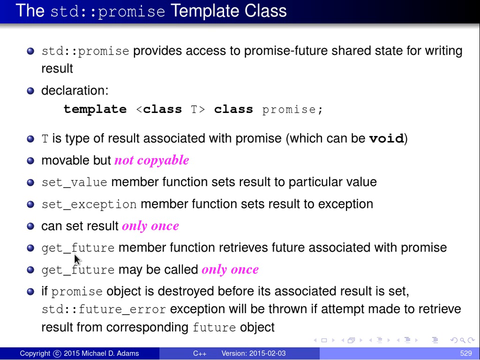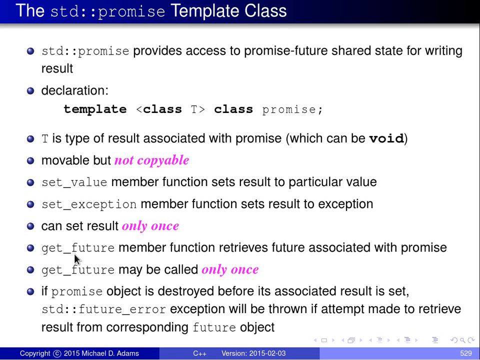So then this future could be handed off to another thread, which can then wait for the result to become available and then read it out of the corresponding future object. And the getFuture member function can only be called once. So you can only retrieve the future object that's associated with the promise once.